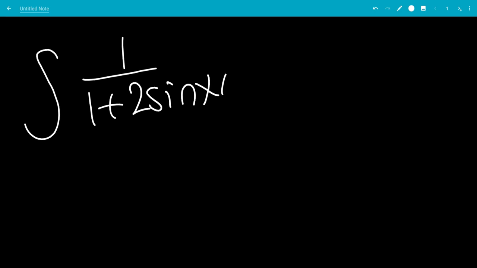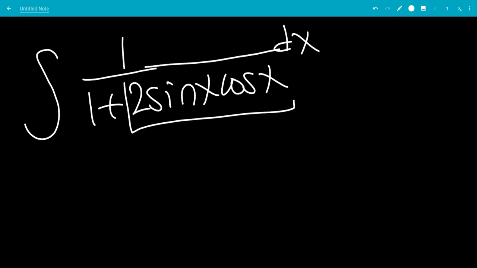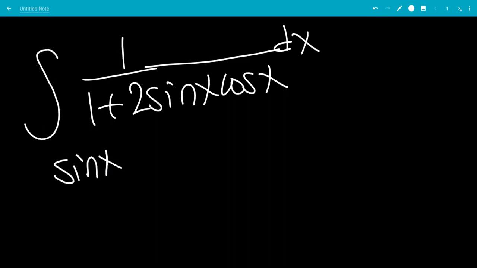In this video, we'll do the integral of 1 over 1 plus 2 sine x times cosine x dx. So this 2 sine x cosine x looks kind of weird. If you take the square of a plus b, you get 2 times a times b. So this looks like sine x plus cosine x quantity squared. So let's look at sine x plus cosine x quantity squared.